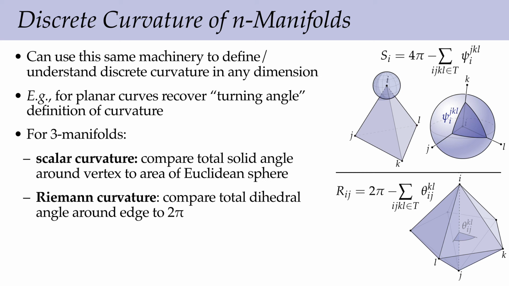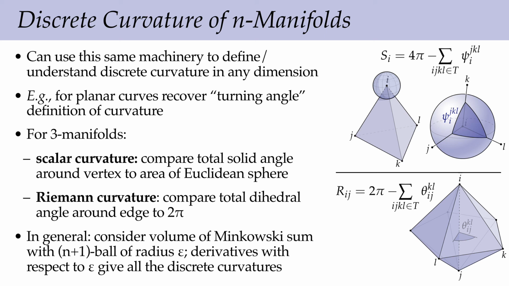Okay? In general, no matter what dimension you're working with, you can consider the volume of the Minkowski sum of your manifold with a ball of radius epsilon, an n plus one dimensional ball, and taking derivatives with respect to epsilon of this volume will give you a way to get your hands on discrete curvature. Okay, so there you have it. We already have some very powerful tools for thinking about curvature in both the smooth and discrete setting and connecting the two. And what we've started to see today is that a lot of the standard discrete curvatures that you might see on a triangulated surface are actually connected in one unified picture.